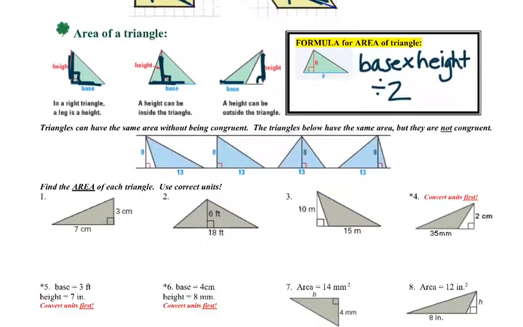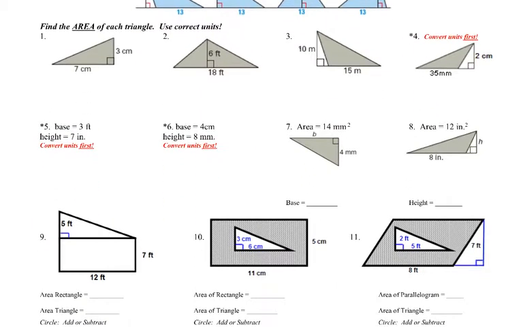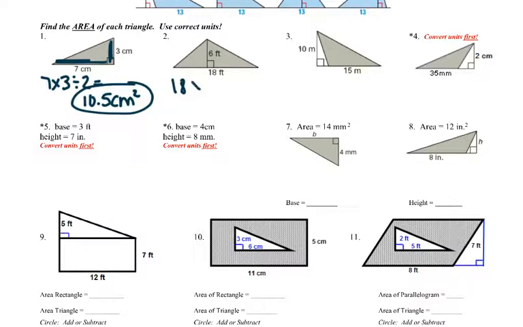So here, I'm just going to skip right down to the problems. Find the area of each triangle. Base, height. 7 times 3 divided by 2 is equal to 10.5 centimeters squared. Area, 18 times 6 divided by 2. Now, if you don't have a calculator, you can just do 6 divided by 2 is 3, 18 times 3, which is easier to do, is 54 feet squared.